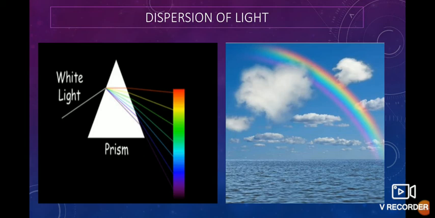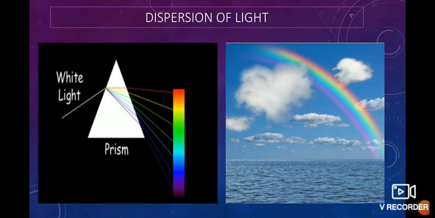So what happened to the white light? The white light split into its 7 colors when we passed it through a prism. This is called dispersion of light. And the band of 7 colors is called a spectrum.